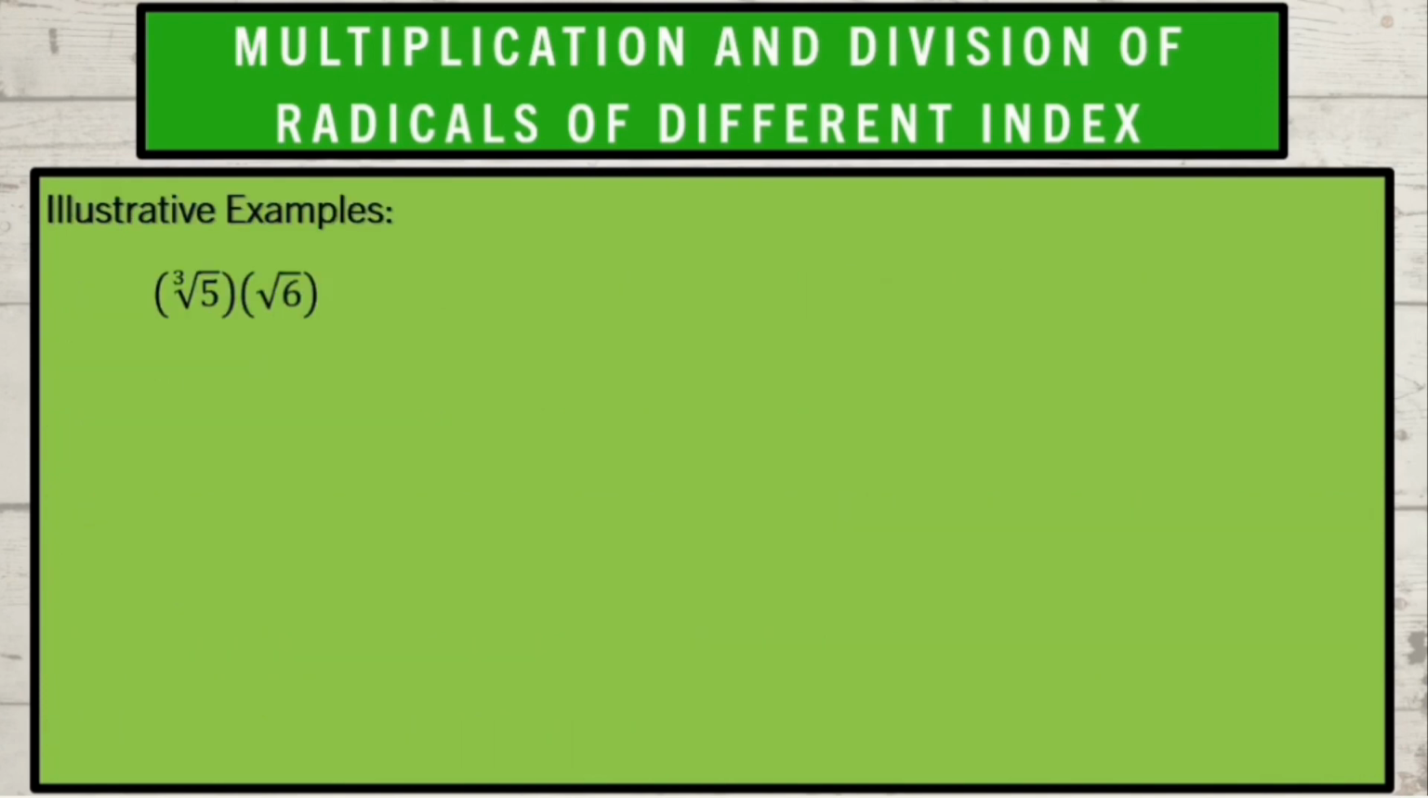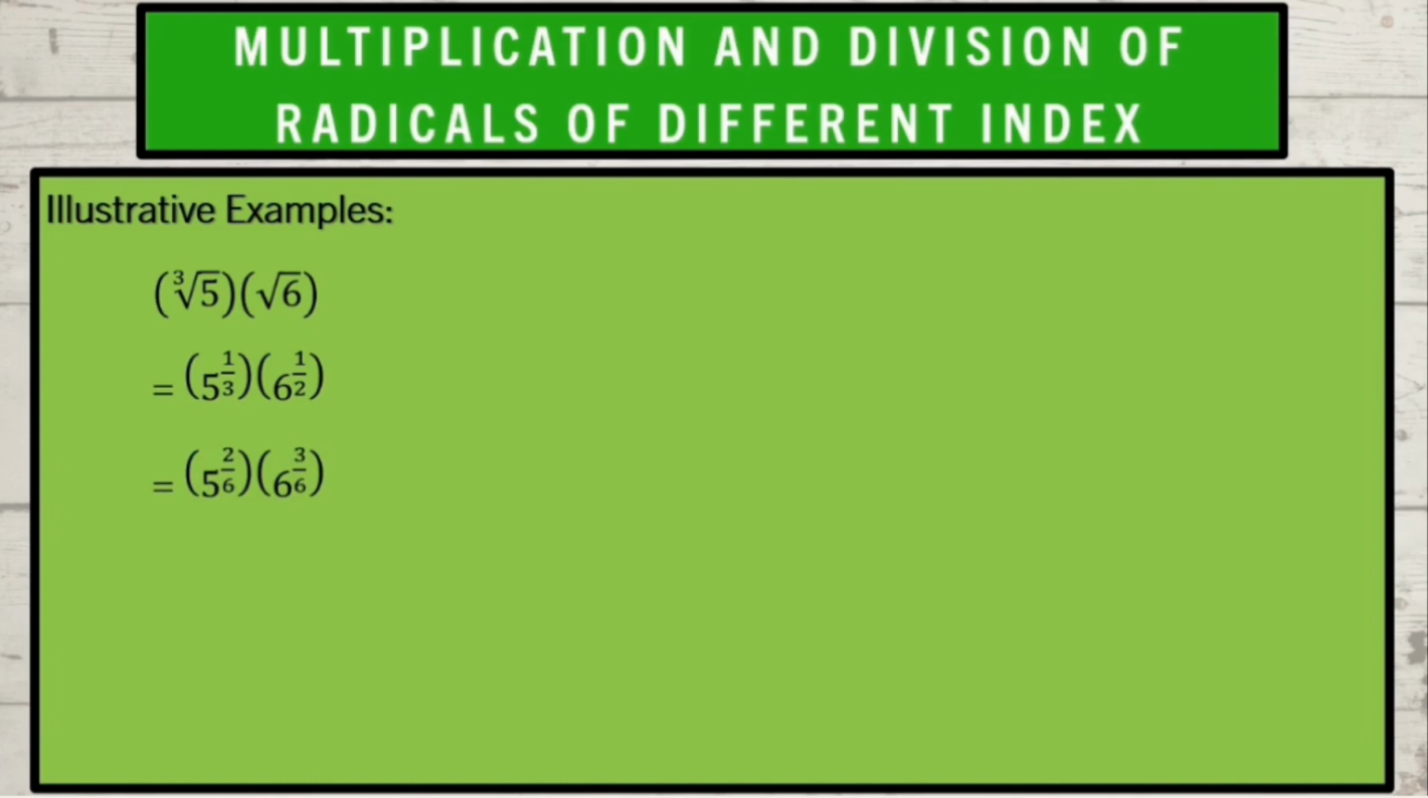Let's have an example. For the first example, we have cube root of 5 multiplied by square root of 6. As you can see, we have different index and also we have different radicals. So what we're going to do first is to convert them into expressions with rational exponents. So we will have 5 raised to 1/3 multiplied by 6 raised to 1/2. Then change the rational exponents to similar fractions. We'll get 5 raised to 2 over 6 multiplied by 6 raised to 3 over 6.